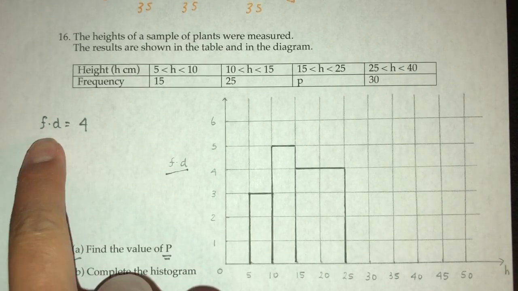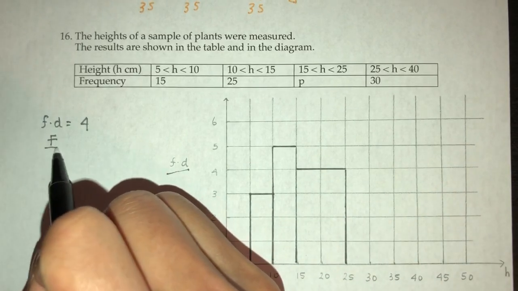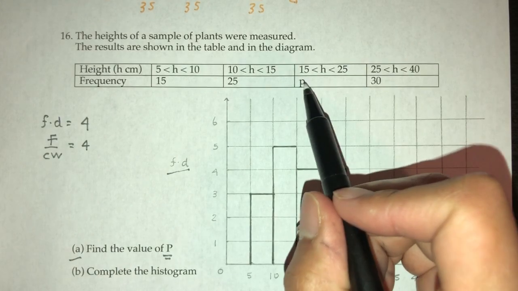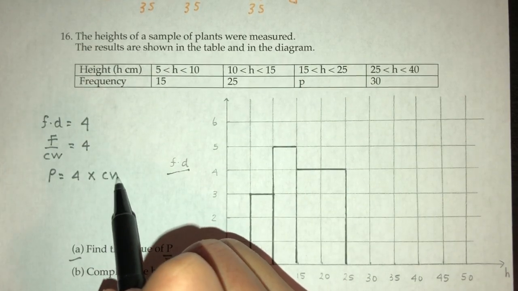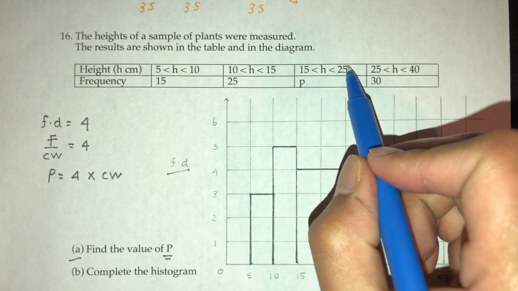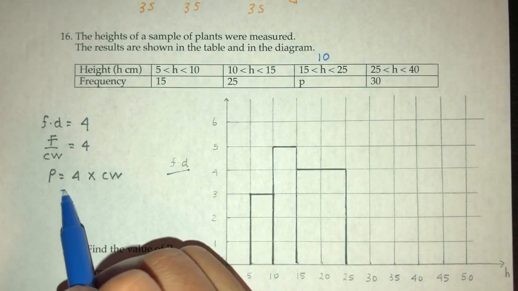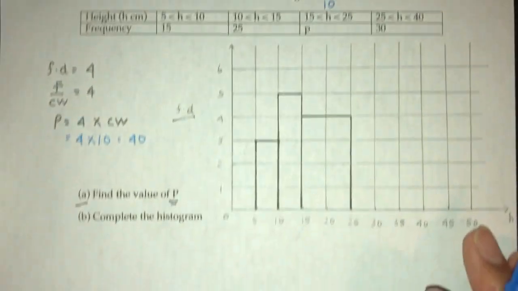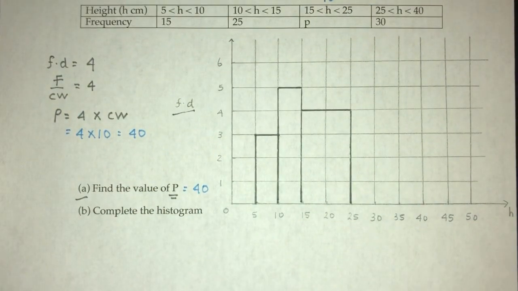Now, how do you find FD? FD is equal to the frequency divided by class width, which is equal to 4. Right. Now, P, the frequency, is equal to 4 times the class width. What is the class width? It is this minus this, that will be 25 minus 15, that will be 10. So that will be 4 times 10, that will be 40. So the value of P will be 40 from this table.